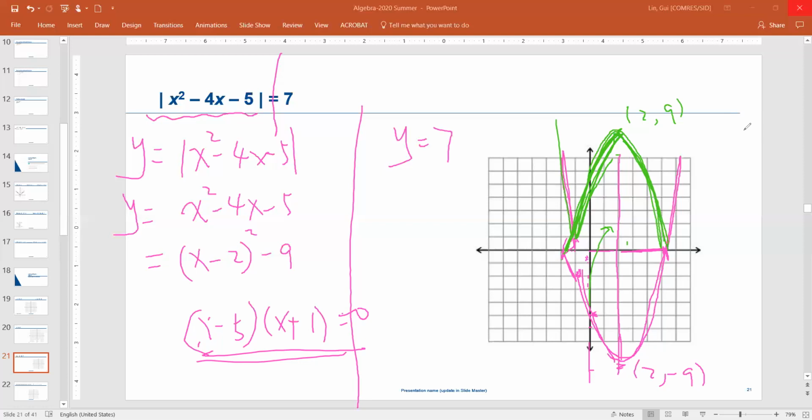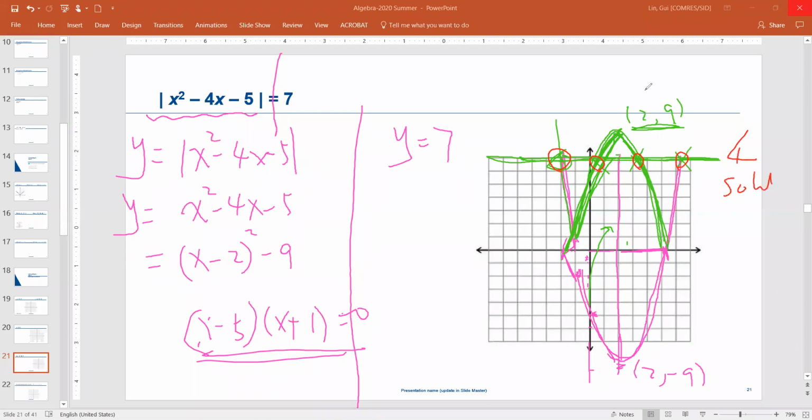All right. So after that, here is (2, 9). Actually, 9 is bigger than 7. So y equals 7 is this line, right? Right here. So you can see that's a full cross section, intercepted by this linear line. Actually, let me break it down. It's 1 here, 1 here, 1 here, and 1 here. So there are 4 solutions, right?